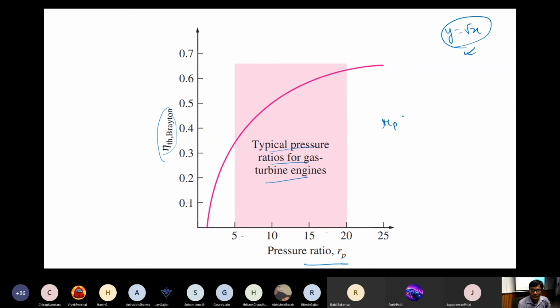Rp is generally limited by design constraints: your turbine or compressor may not run at more than 20 pressure ratio, because your device may fail, in general. And this is the ratio range it should follow. For this particular range, your efficiencies may lie between 30 to 60%.